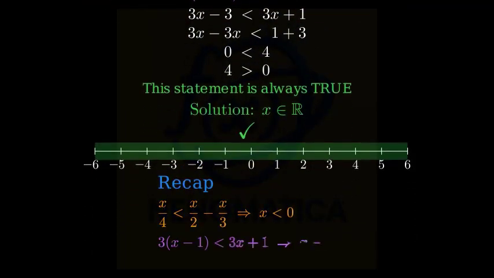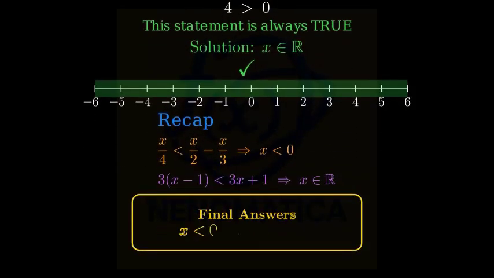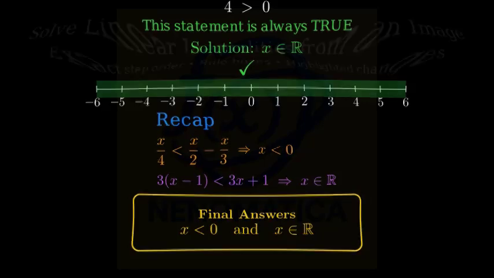Recap. For the first inequality, after combining like terms and multiplying both sides by 12, we found x is less than 0. For the second inequality, the algebra reduces to a true statement, so every real number satisfies it. Final results: x less than 0 and x in the set of real numbers.